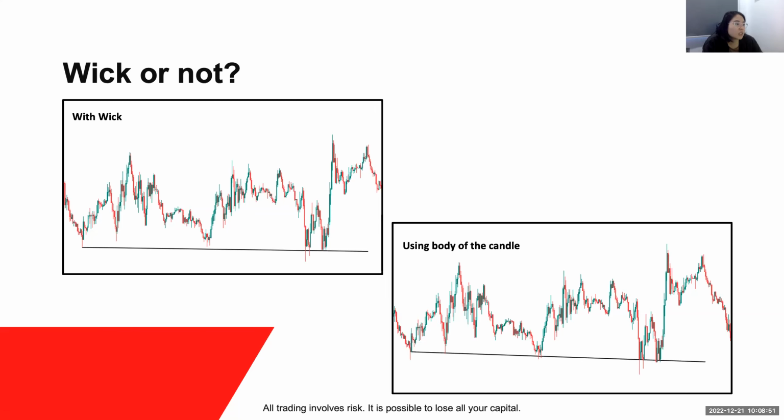Okay, so the next question is, how do we plot a trend line? Is it with the wick or without the wick? By the way, the whole point of a trend line is to tell you where the trend is going. It's either an uptrend or a downtrend. That's basically it.